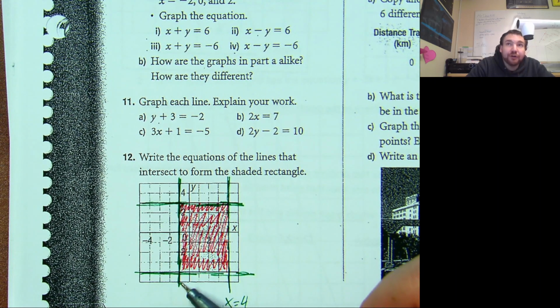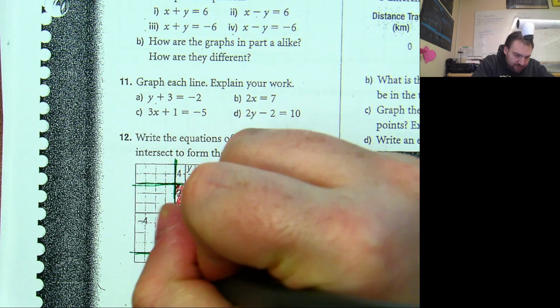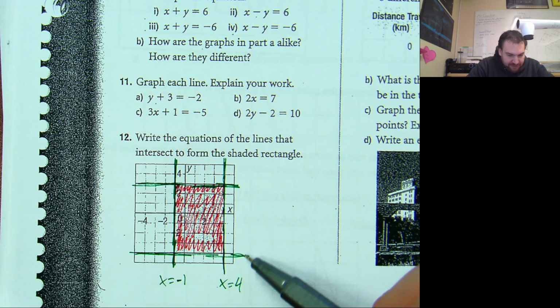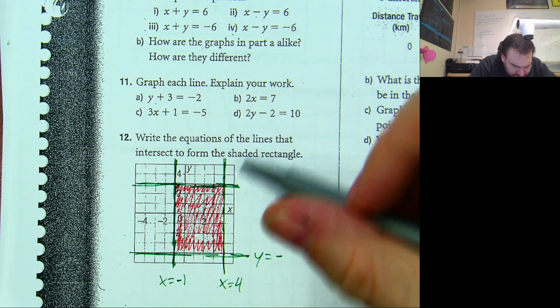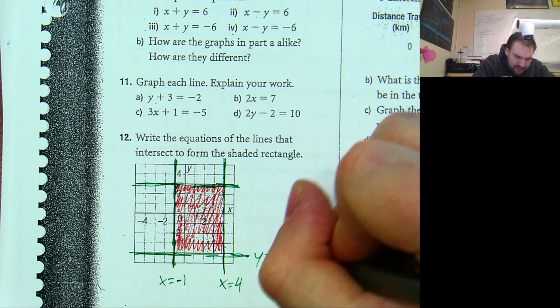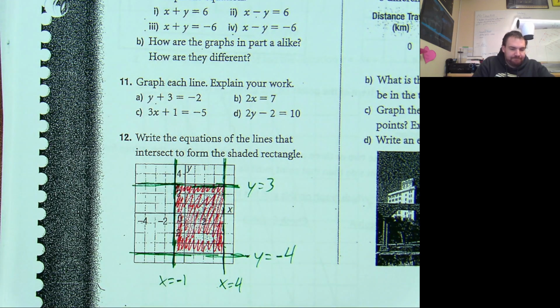So this vertical line here is going to be x equals negative 1. This bottom one here is going to be y equals negative, what did you say? Correct. And the top one's going to be y equals 3. Love it. That's it. That's all you have to do. Cool, Akam?